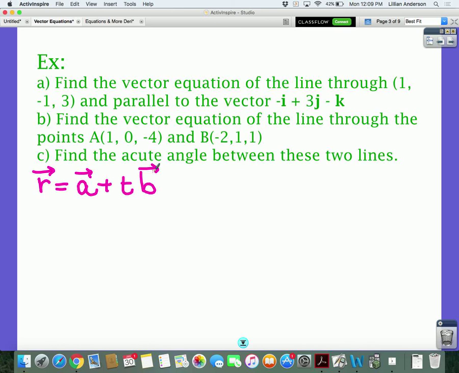So when you look at this information that's given to you in part A, that 1, -1, and 3 actually represents the point, that represents your position. Okay? Not the direction. But right here when it says, and parallel to the vector of this, that vector tells you your direction. So in this one problem, they give you everything you need to write your equation. This point right here represents A, your position, and then this represents vector B. Okay? It's just separated.